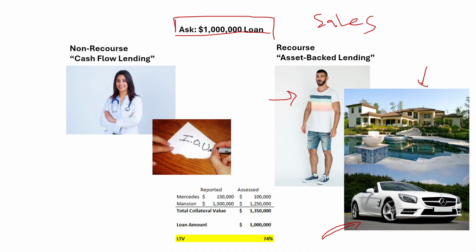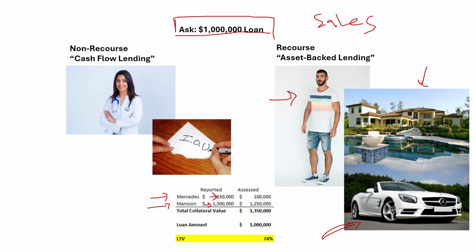So normally as a bank, we probably wouldn't lend him $1 million, but he has collateral. So down here, I recorded his Mercedes and his mansion. He's telling us that, based on the market price, he just bought them. Let's assume he bought both brand new. He's saying he bought the Mercedes for 150K and the mansion for 1.5 million.